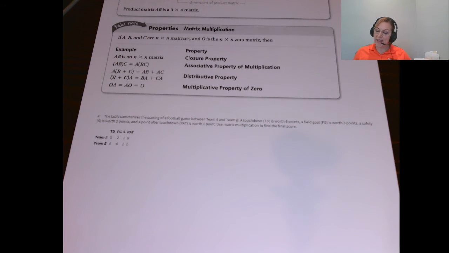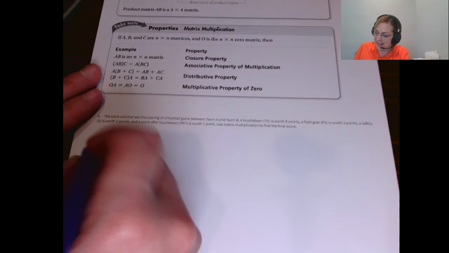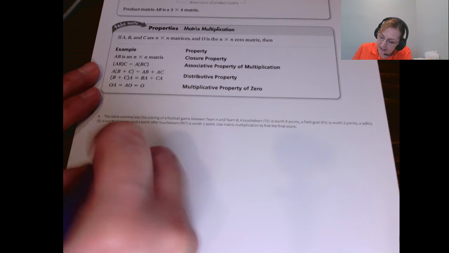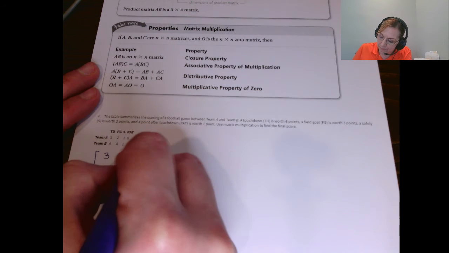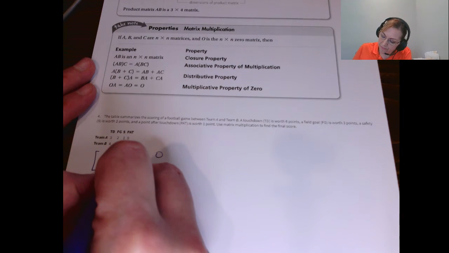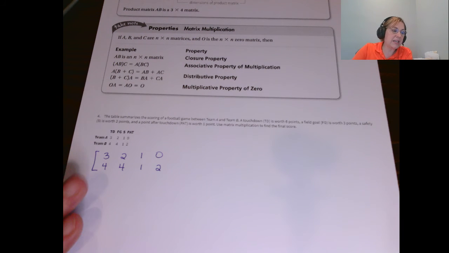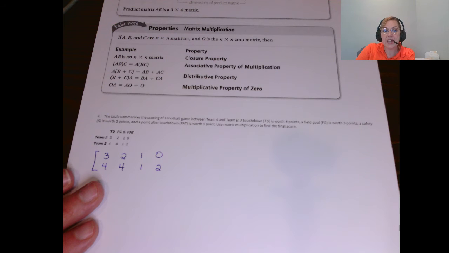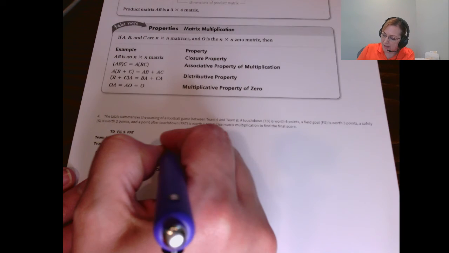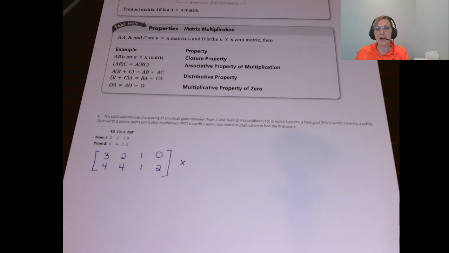Okay, so we have a pretty good matrix set up here that lets us know what Team A and Team B have done in the game. What I need to do is then write another matrix to multiply by that will give me the points that are assigned to each of these values.